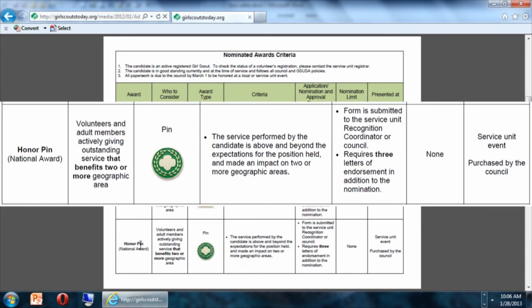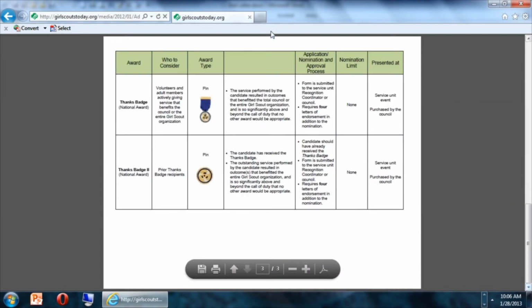This award is the same as the appreciation pin, but the recipient must give outstanding service to 2 or more geographic areas. An example might be an event coordinator that invited other service units to participate, or a day camp director who included other service units, or even a troop leader that includes girls from more than one service unit. This award requires 3 letters of endorsement, in addition to the nomination's description of what the volunteer did to deserve this award. Let's go down to the thanks and the thanks badge too.